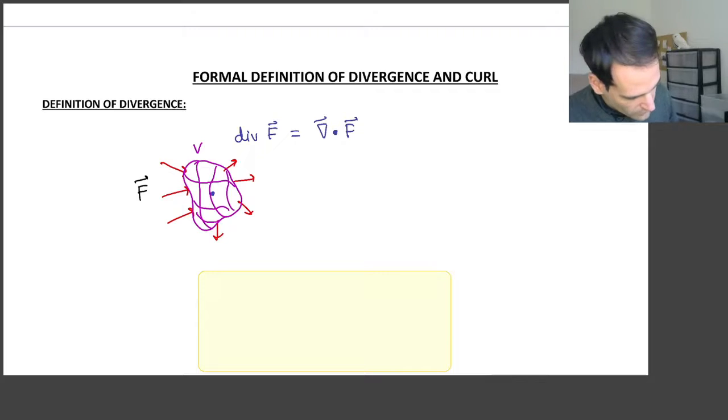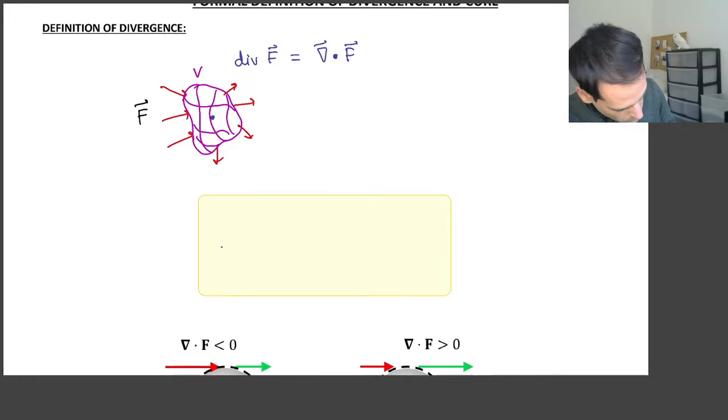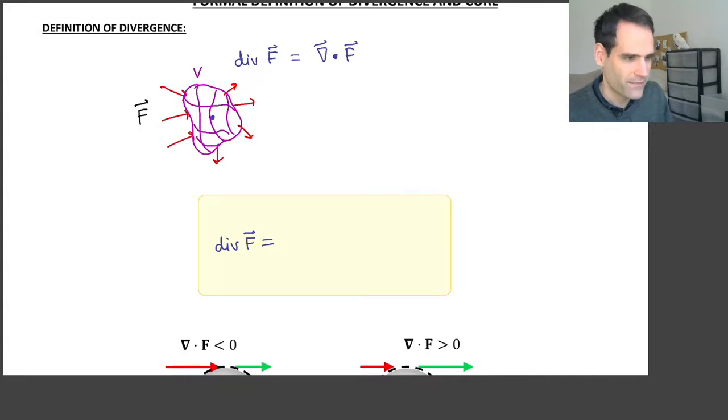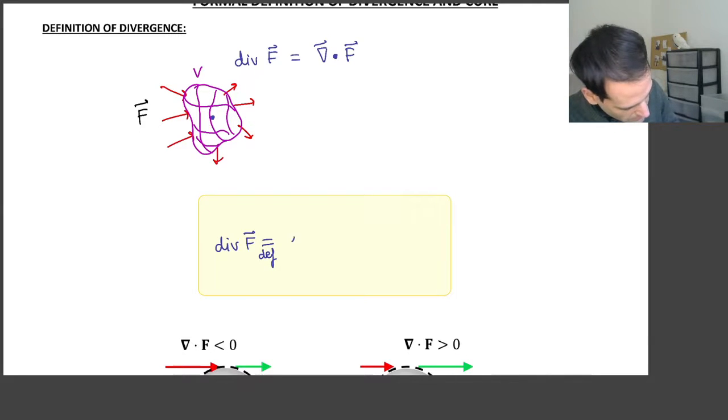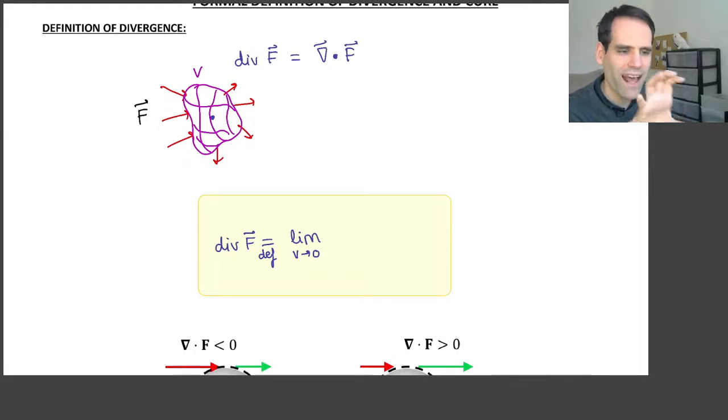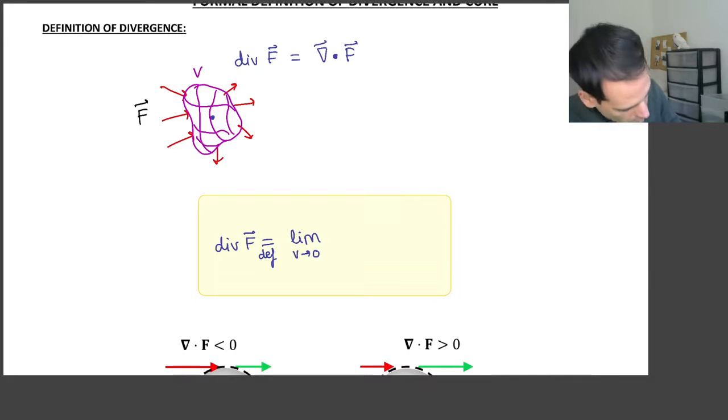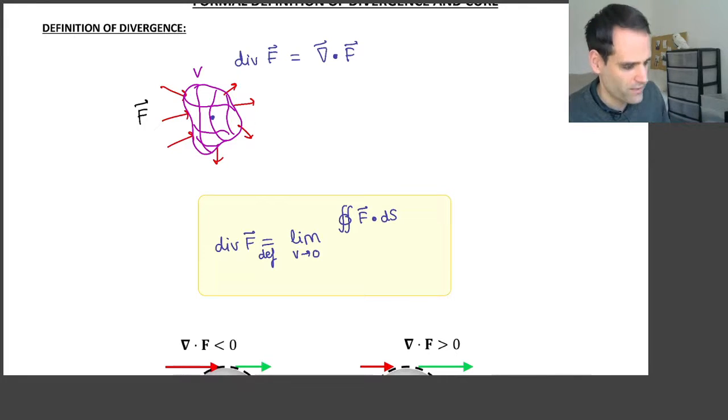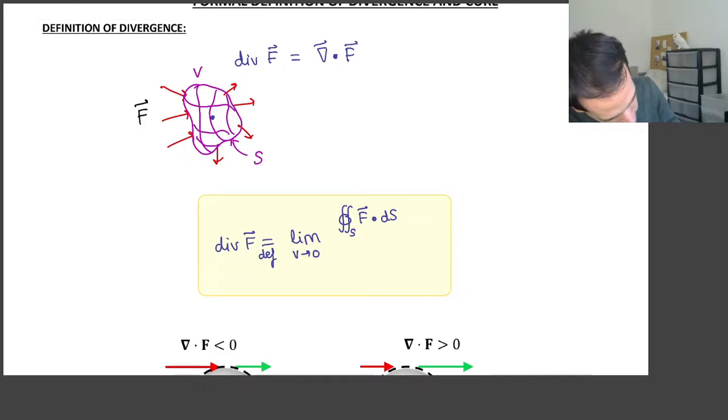So now the divergence of f is defined as, so this is a definition, okay? This is the starting point. It's defined as the limit when the volume goes to 0 of what? Of the flux of the field outside of this volume. And you remember that flux is written like this, flux of f dot dS on the surface S. So the surface S encloses the volume V.